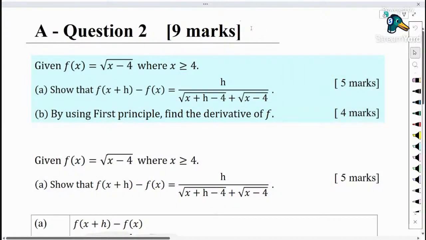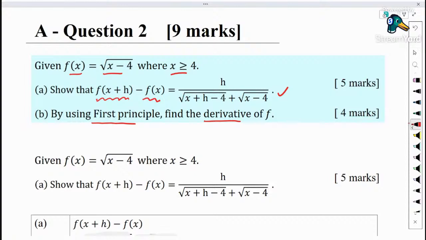9 marks are allocated, and this is the question dealing with chapter 9 on differentiation. And what is being tested here? Let's see. In this question, you are given the function f(x) is square root of x minus 4, where x is greater than or equal to 4. They want us to show that f(x+h) minus f(x) is equal to this function. Then they ask us to use first principle to find the derivative. Let's see how we get the first part to show, before we look at the first principle.